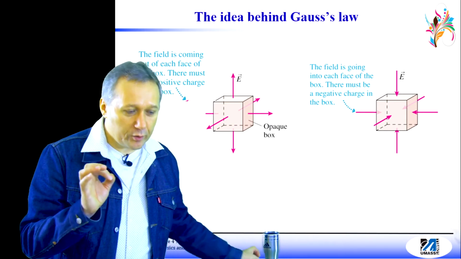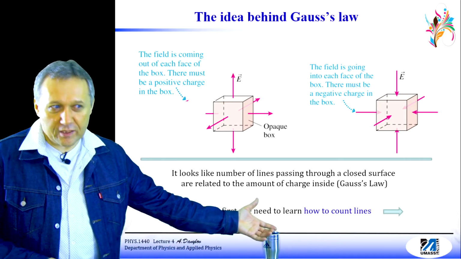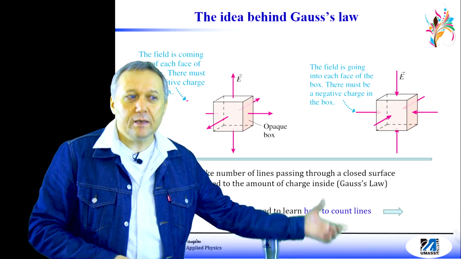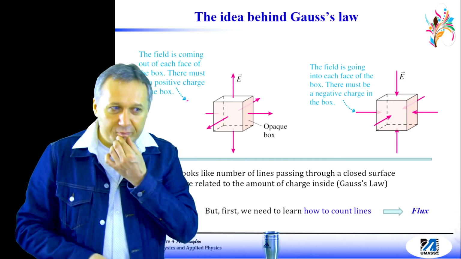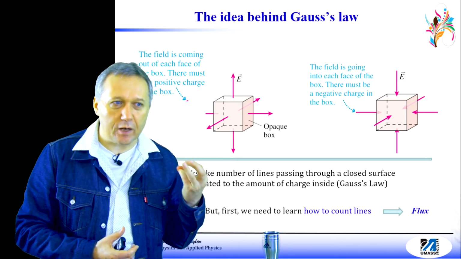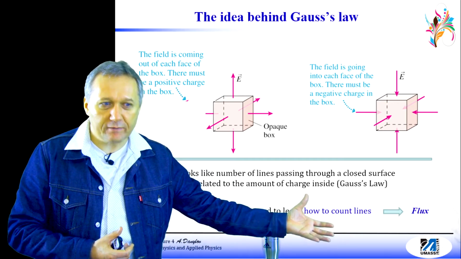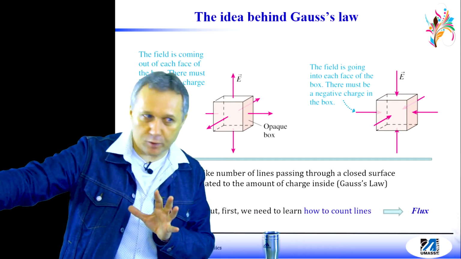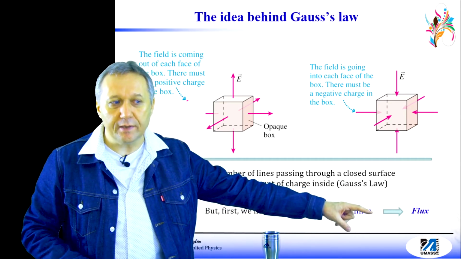So now we need to introduce a new tool, which allows us to count the number of electric field lines crossing a surface, and the name of that tool is the electric flux. Right now we're not ready to introduce Gauss's law, because a very important quantity is missing. We don't have that quantity. So we need to push the introduction of Gauss's law till Monday, and today we're going to spend the whole class introducing the electric flux.